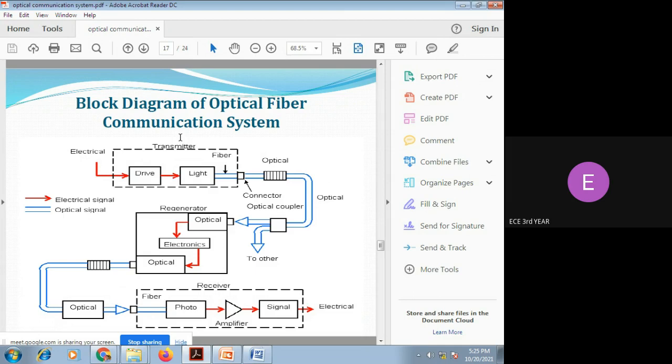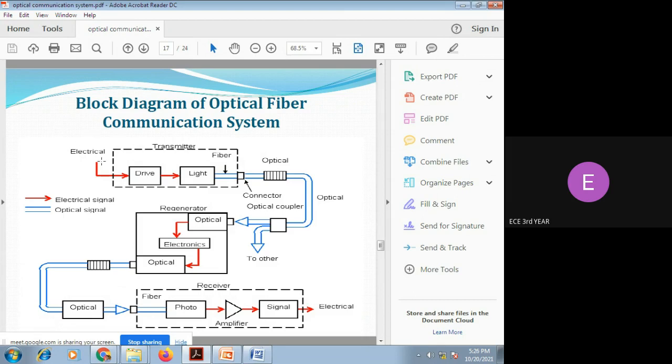LED is a light emitting diode. Laser is light amplification by stimulated emission of radiation. This is the expansion for LED and laser. These two devices are used for generating the light signal. This block generates the light signal and passes it through the fiber optic cable through the fiber connector. This is the major operation of the transmitter section.